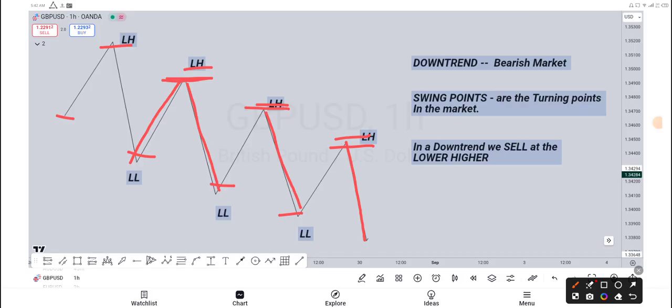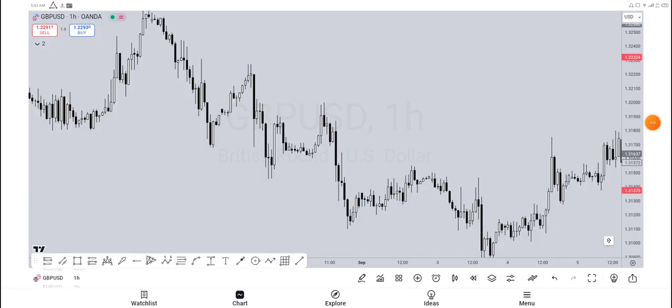So I hope you've taken note of that. Without wasting much time, let's go into the practical example and understand this perfectly. So this is a sweet example of a downtrend, right? A sweet example of a downtrend.